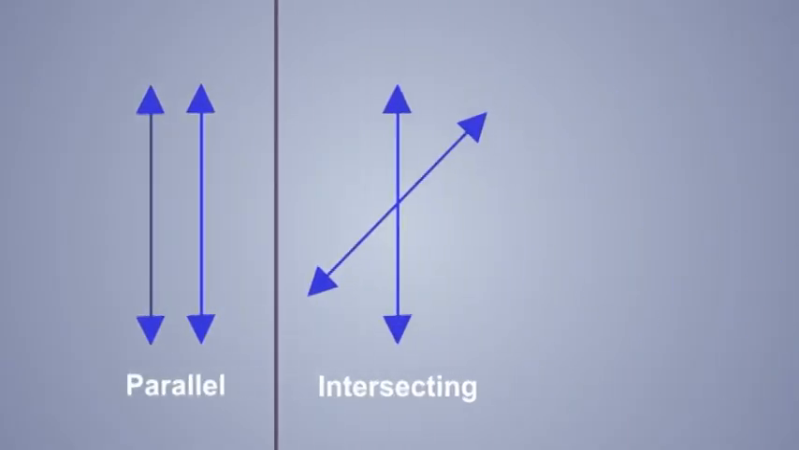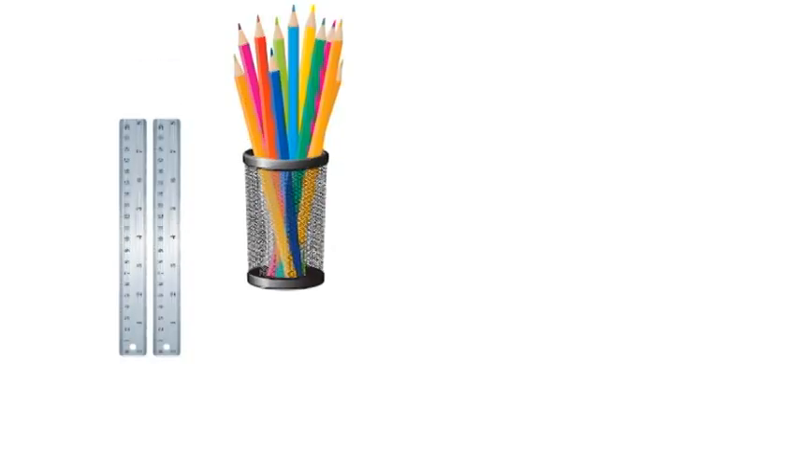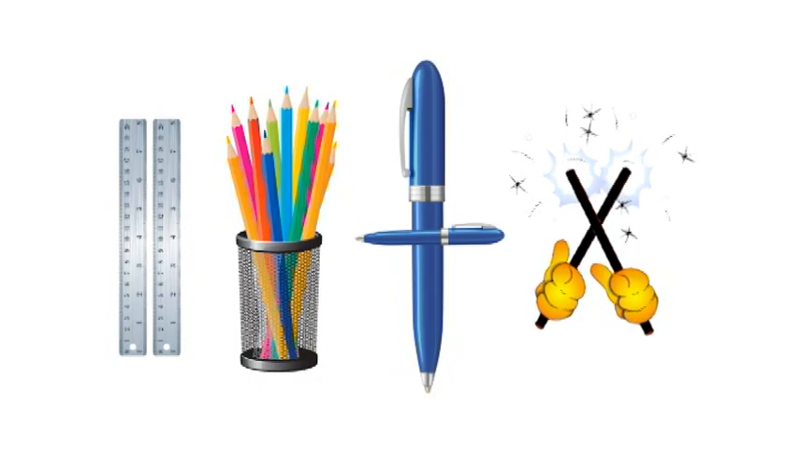You can even go smaller in scale and see this with everyday objects. Try and form pairs of parallel, intersecting, and perpendicular lines using objects like rulers, pencils, pens, or even sticks. Once you've done this, you will start seeing lines everywhere.